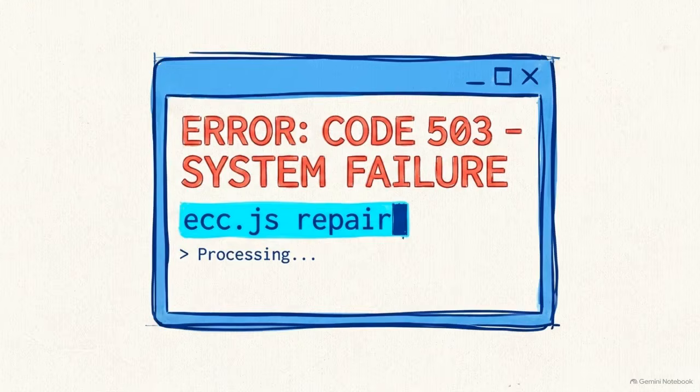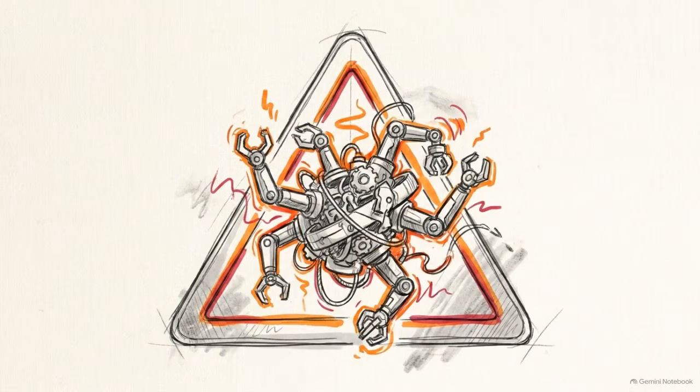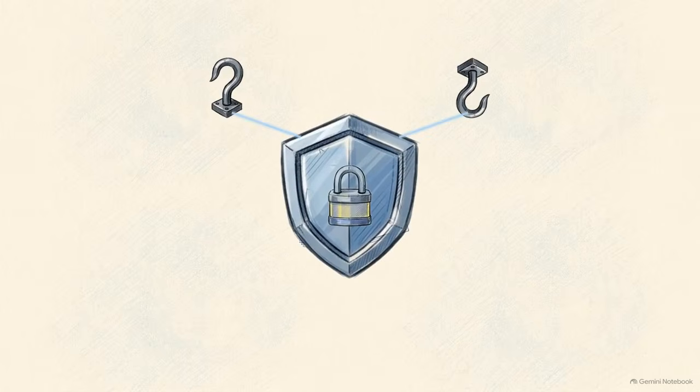If that report flags a missing module or an undefined variable, run the ECC.js repair command. This fallback script systematically restores your file state without forcing you to rebuild the environment from scratch. Skipping these checks exposes your local machine to unpredictable agent behavior. Proving the system is wired correctly ensures your security hooks are active before the agent touches your codebase.